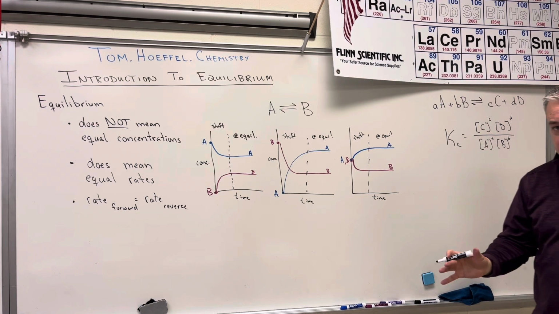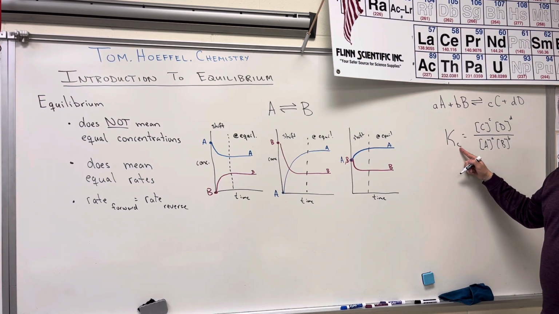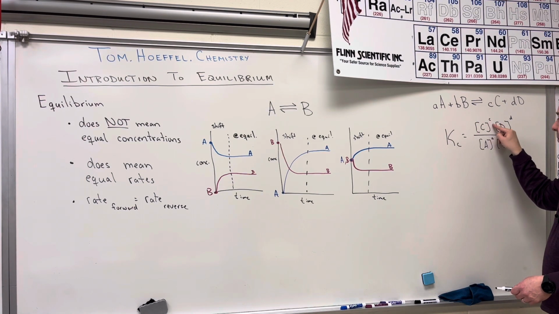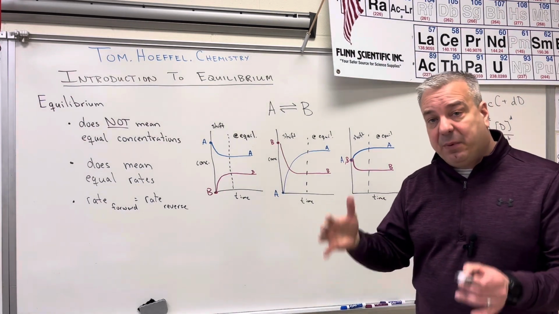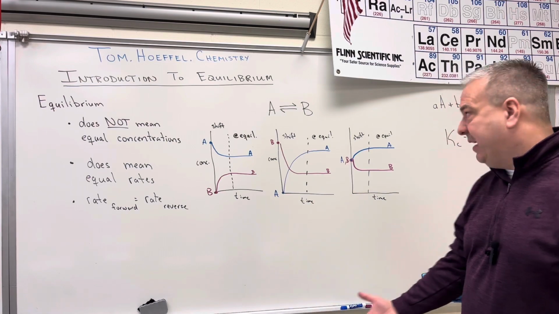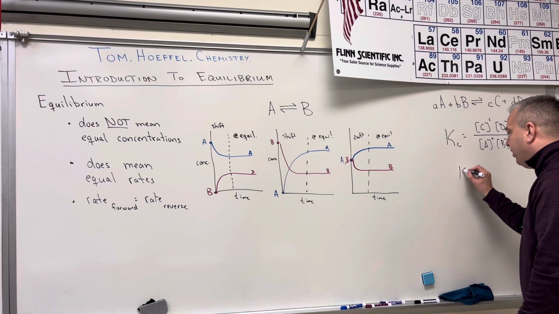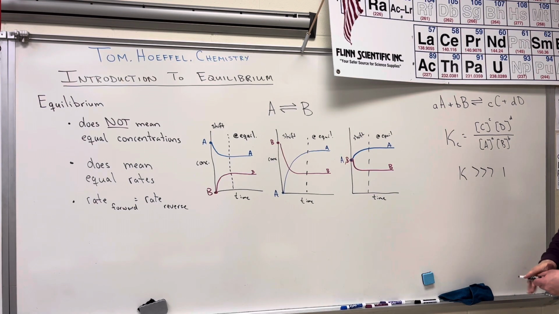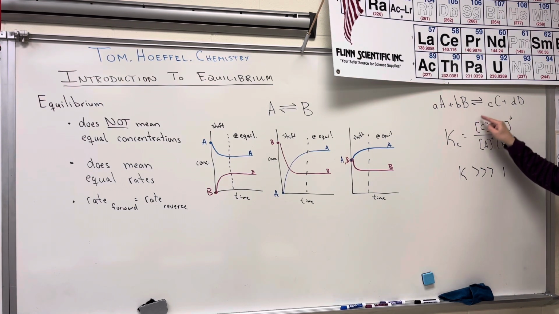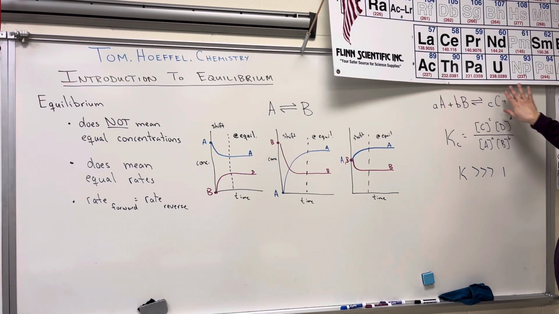Now, a couple things that we need to talk about here. Number one, this little c stands for concentration, and that's why these are in brackets, because brackets represent concentration. More specifically, they represent molarity, which is a type of concentration. And if we get a K value that is much larger than 1, what that means is that our numerator is larger than our denominator by a lot, and therefore it's going to favor the products.